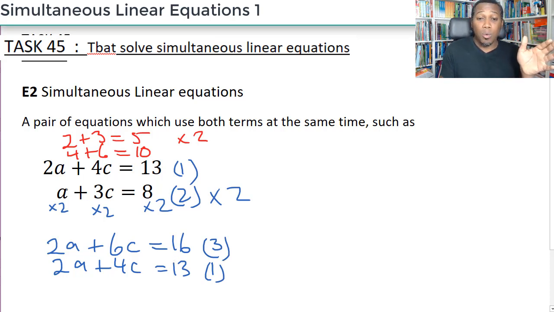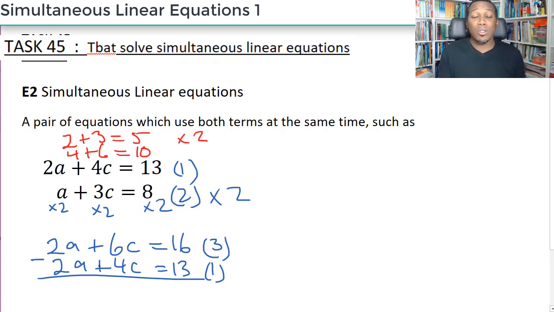We labeled up, we identified we didn't have the same number of A's, so we multiply by 2 to get the same number of A's, and now we can take away all my A's. A's, you are gone. You will be eliminated. 2A take away 2A is no A. Zero. Zilch. A doesn't exist anymore.